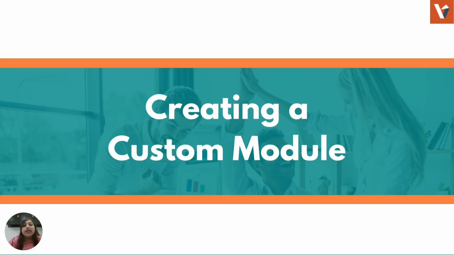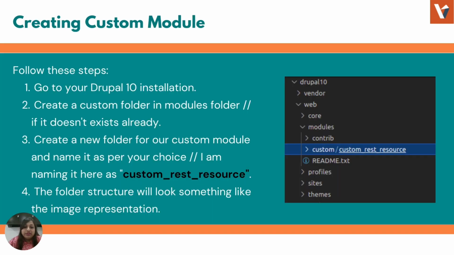Now let's begin with creating a custom module. For creating a custom module, you will require a pre-installed Drupal 10 setup. I have installed Drupal 10 on my system and created a custom folder inside the modules folder. In that custom folder, I will be creating my custom module, just to differentiate it from contrib modules. I have named my custom module custom REST resource. This name you can give as per your choice. This was just for demo purposes.